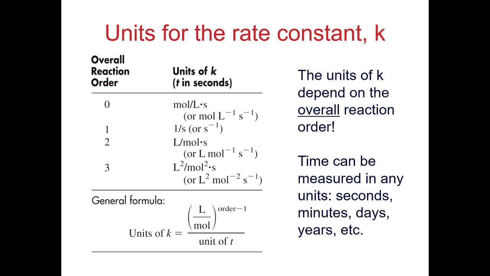The general formula is given below, so we can see the trend. Every time our reaction order goes up by 1, we are dividing by another molarity unit. So our units of K are inverse molarity raised to the total order of the reaction minus 1, over our units for time. Usually the units for rate are molarity per second, but we can calculate rate using minutes or hours or days or even years. When we talk about radioactive decay, normally we're talking about time in terms of years.